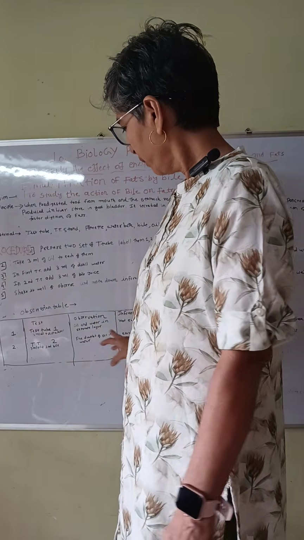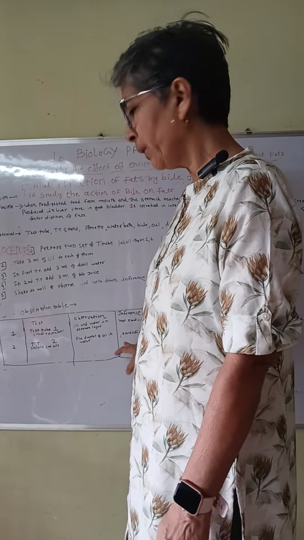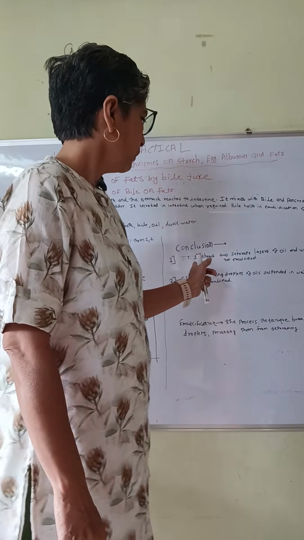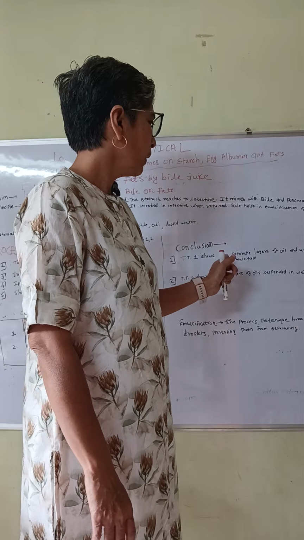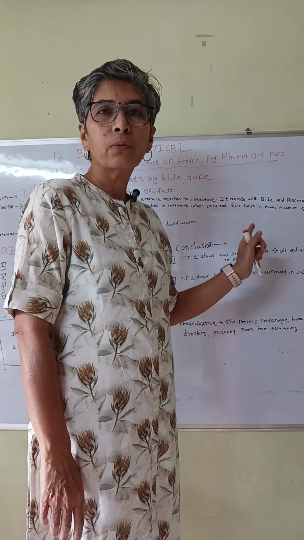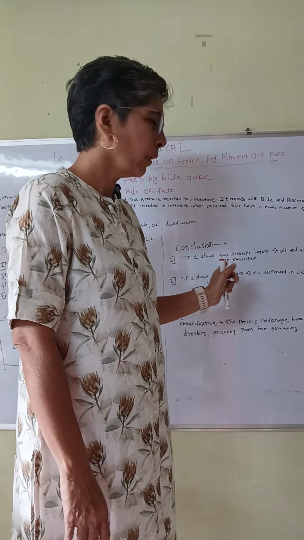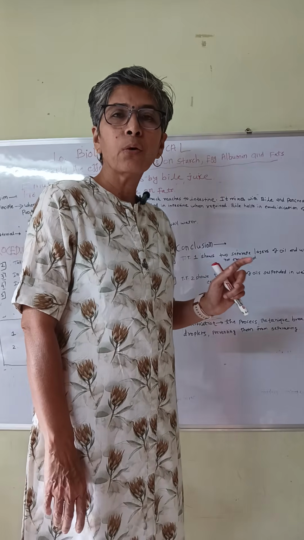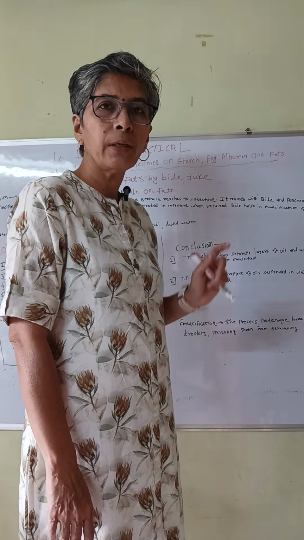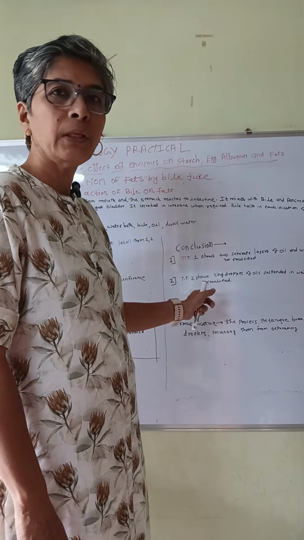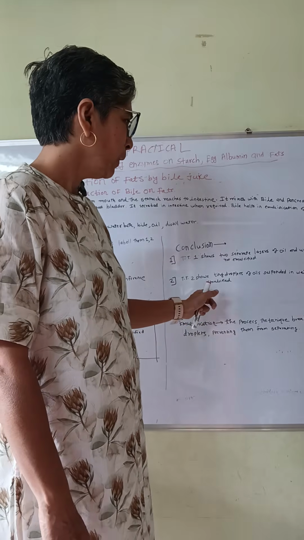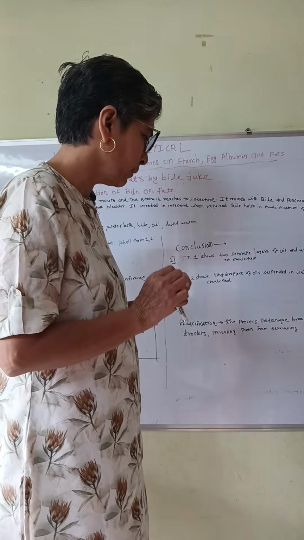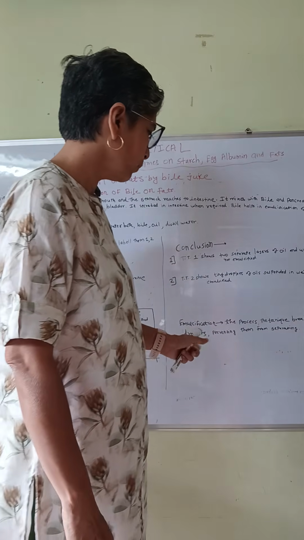See here the observation table: not emulsified, emulsified. In conclusion, we have to write: test tube number 1 shows two separate layers of oil and water, so oil is not emulsified. In test tube number 2, tiny droplets are seen suspended in water, so oil is emulsified. Oil is broken down into tiny droplets, so it can be digested. These are the two results you have to write.